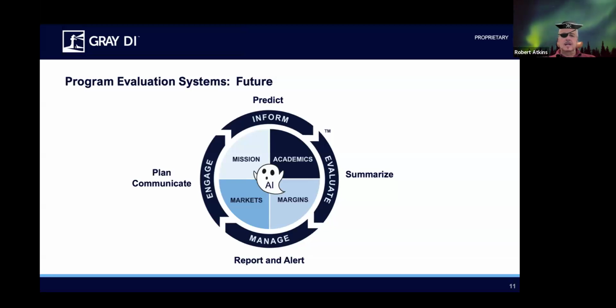I think the other thing we'll see with AI is alerts. Even predictive alerts. That is, some system that will look at data and identify a problem that has not yet occurred and say, oh, this is likely to happen if you don't do anything. All that's very possible. And I think those are the kinds of enhancements I see happening to program evaluation over the next several years.